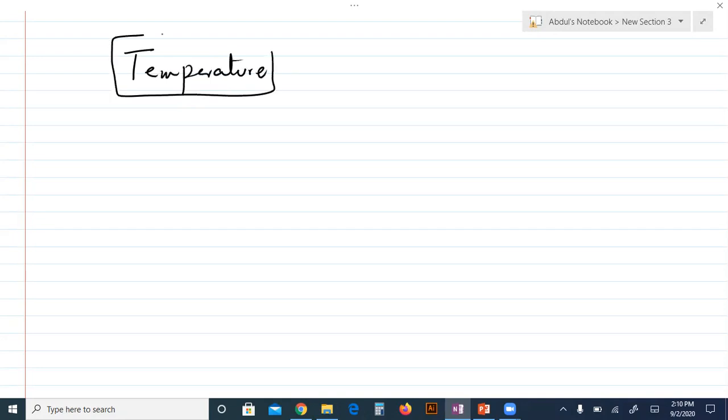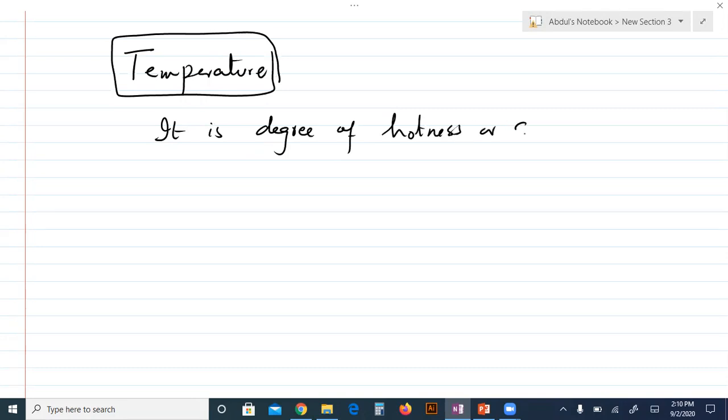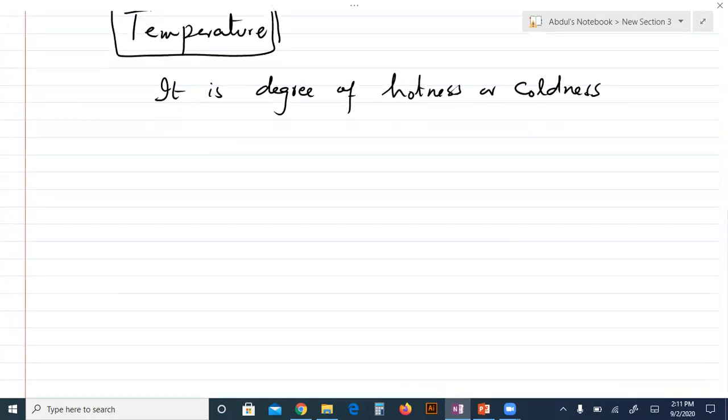Name of the chapter is temperature. First, we will define the temperature. It is the degree of hotness or coldness. So the degree of the hotness or the coldness is called temperature.